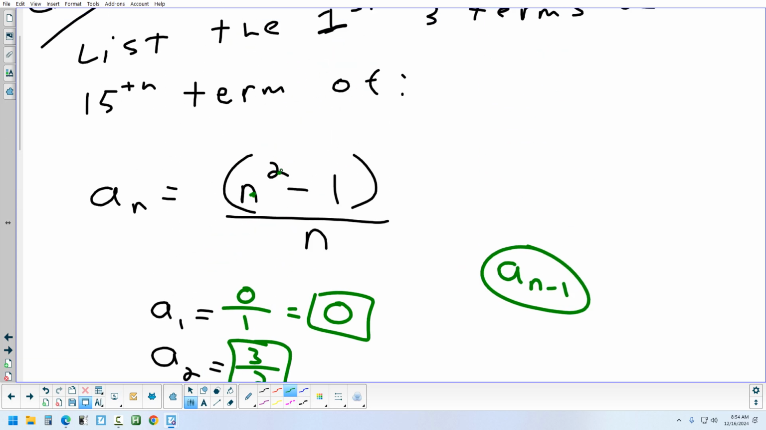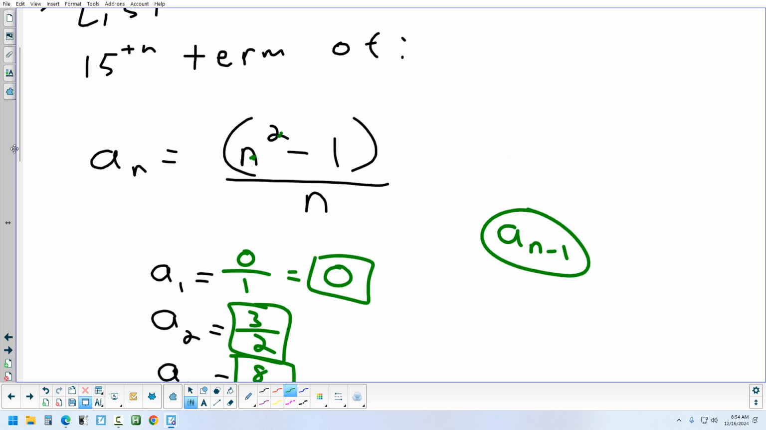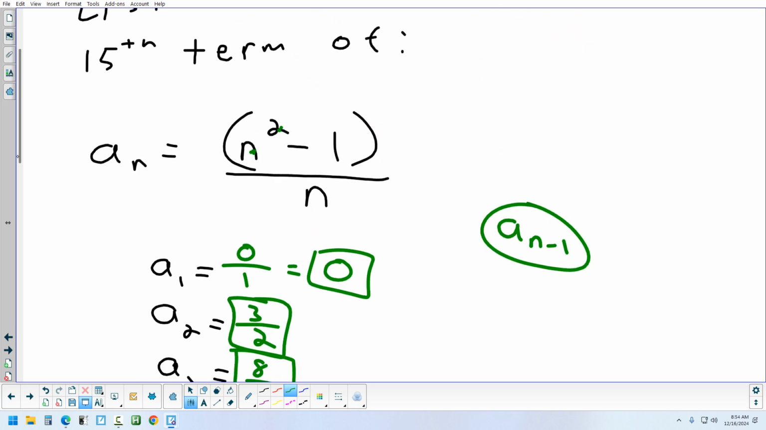What's 15 squared? 225. Minus 1? 224. 224 divided by 15. Is 225. Yes, it is. Minus 1. Oh, yep, sorry.